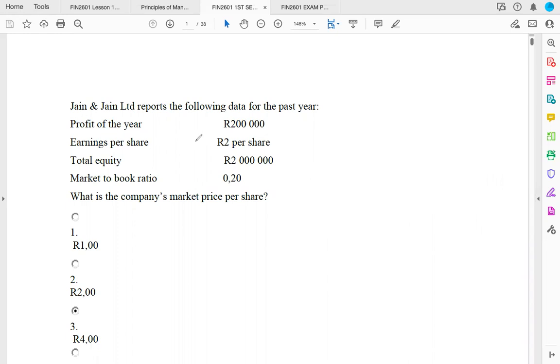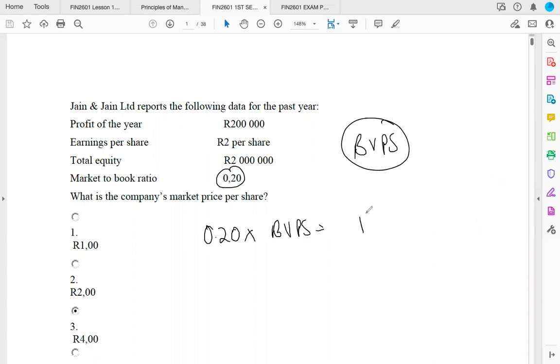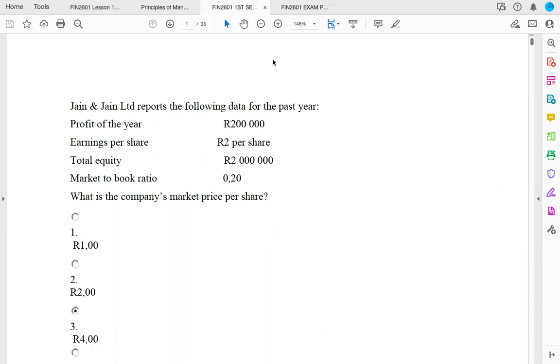So for us, we've got a problem. Even though we've been given the market to book ratio, we haven't been given the book value per share. So we have to calculate the book value per share. Then we can take the market to book ratio and multiply it by our book value per share, and that will give us the price per share, right?